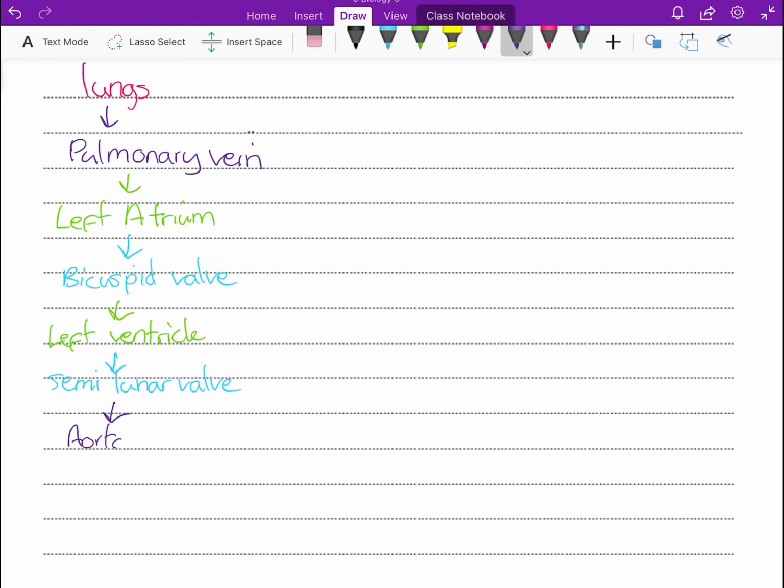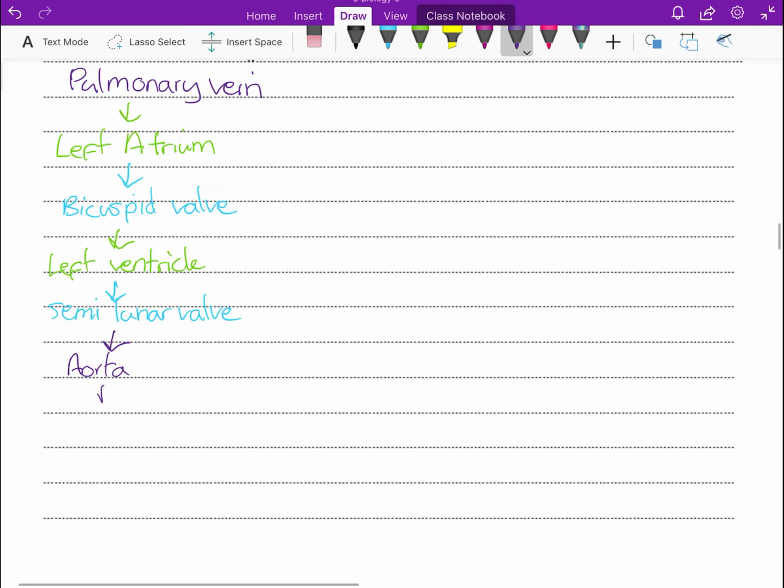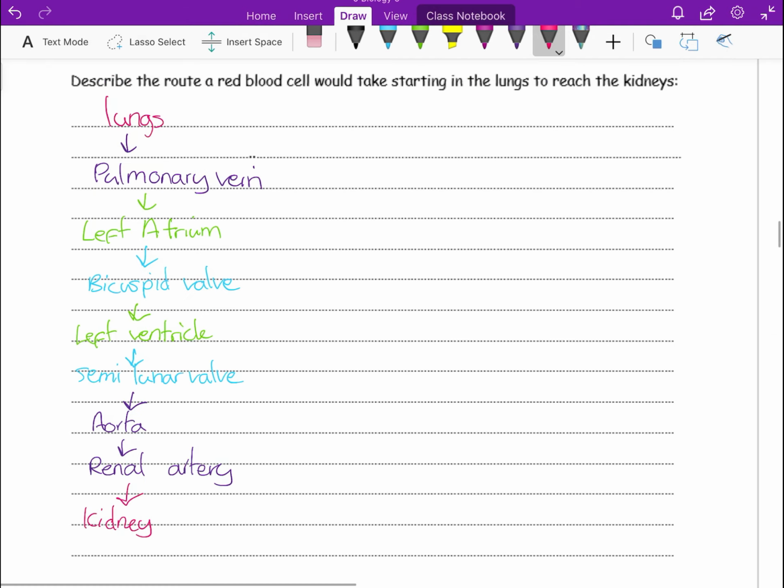through the aorta. Now this question is asking specifically about taking blood to the kidney, so we will then have the blood going from the aorta into the renal artery, renal because it's a blood vessel of the kidney, and then it would enter into the tissues of the organ. This question is not asking you to do this, but I'm just going to fill in what would have been the other side of this as well.